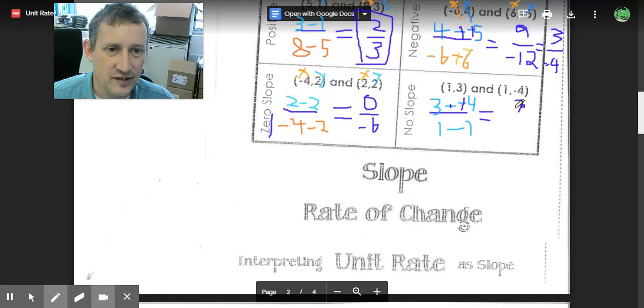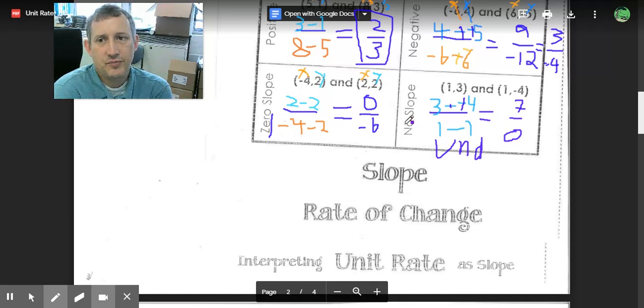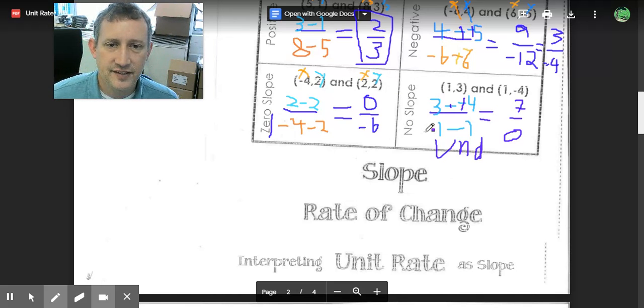All right, so then we have 3 minus negative means plus. That'd be 7 over 0, which is undefined. Please put UND or undefined. Because it actually does have a slope. It's just both positive and negative at the same time, which is weird. In a sense, it doesn't have a slope, but in a sense, it really does. The slope is undefined.